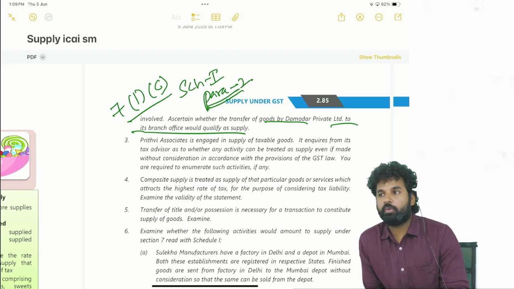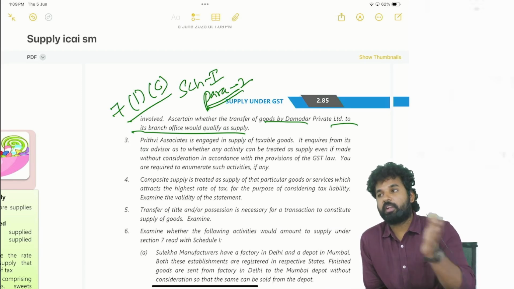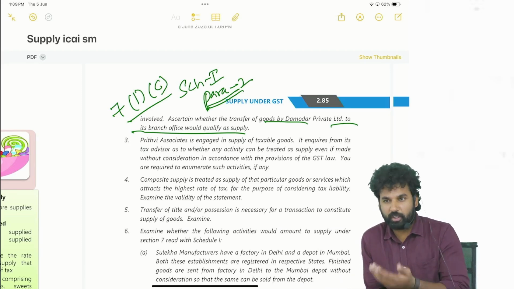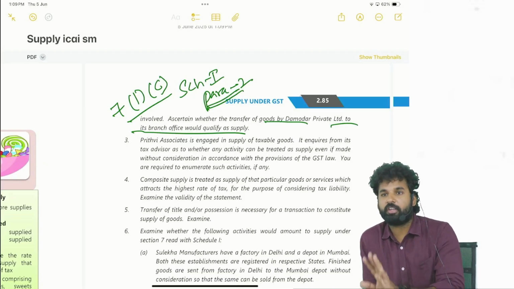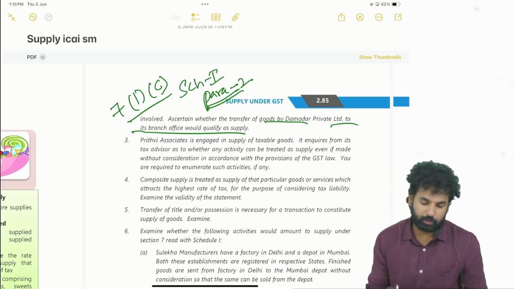Why are the goods being moved? For further sale. But still it will be treated as supply. If the goods are moved for further sale also, it is a supply. Okay, right. Check the answer.